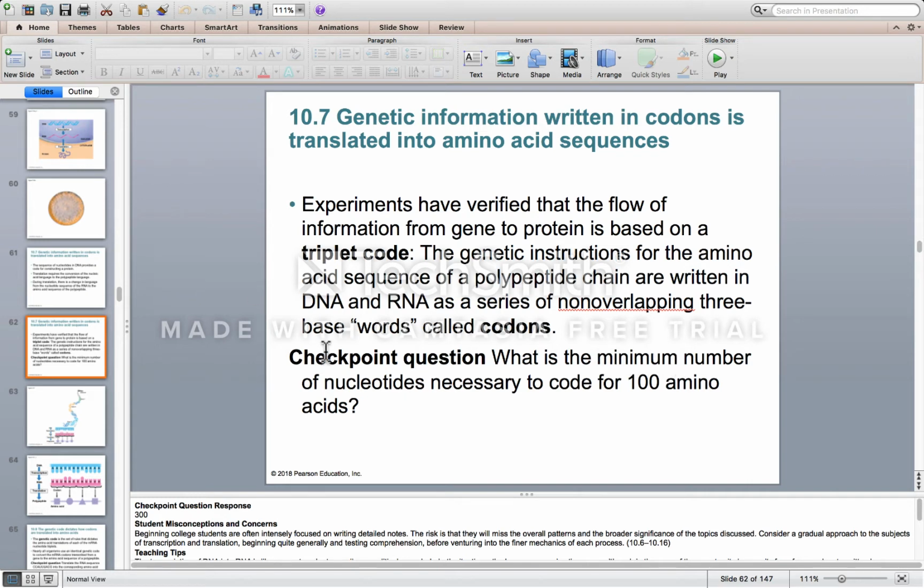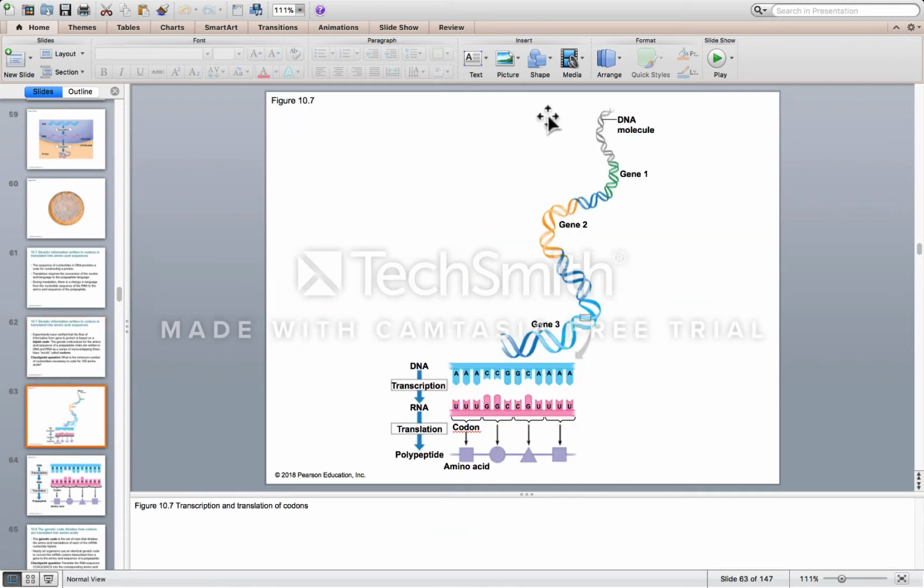So it says, what's the minimum number of nucleotides necessary for a codon of 100 amino acids? If one amino acid, like methionine, codes for AUG, that's 3, right? 3 times 100 is 300. So that's how many nucleotides are going to be in that sequence of amino acids. This is just showing you how we get to those amino acids.